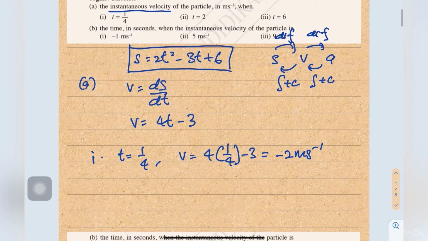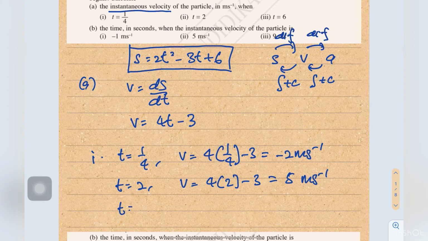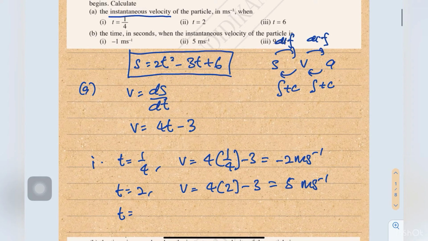Then when t equals 2, V equals 4 times 2 minus 3, which equals 5. Then when t equals 6, V equals 4 times 6 minus 3, which equals 21 meters per second.